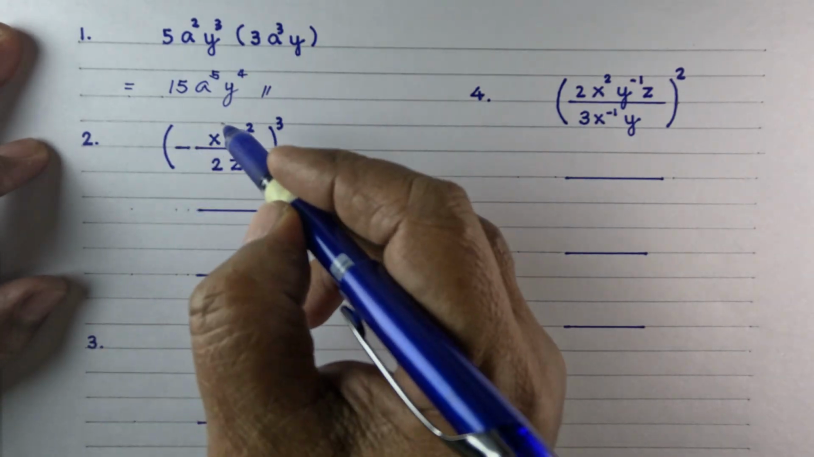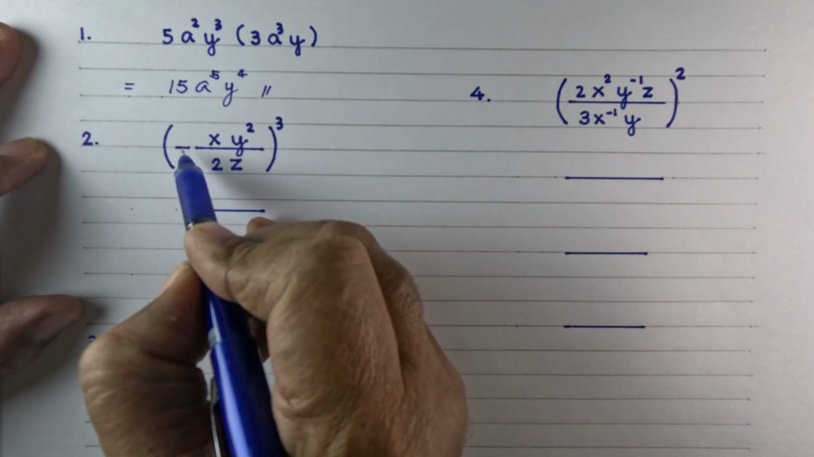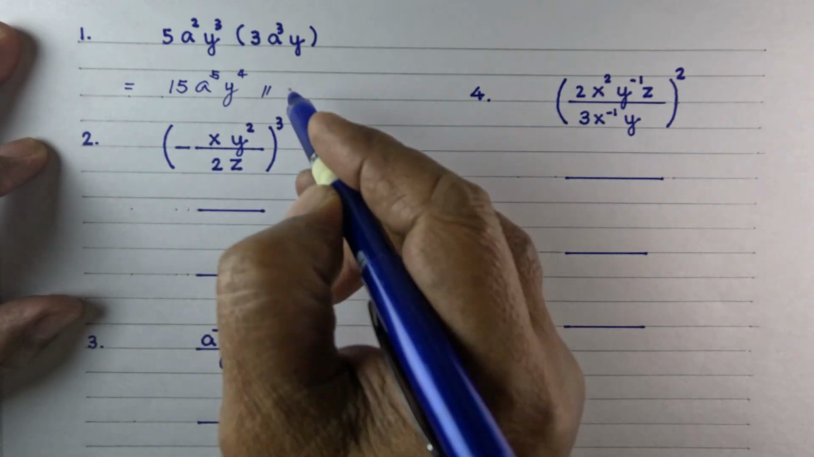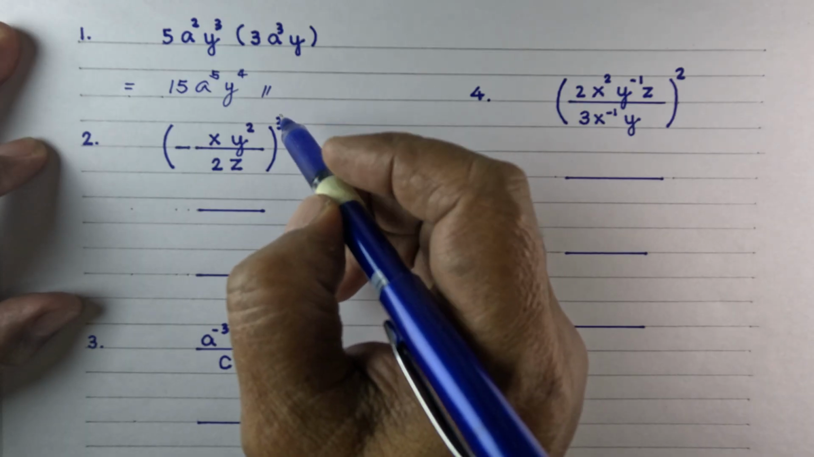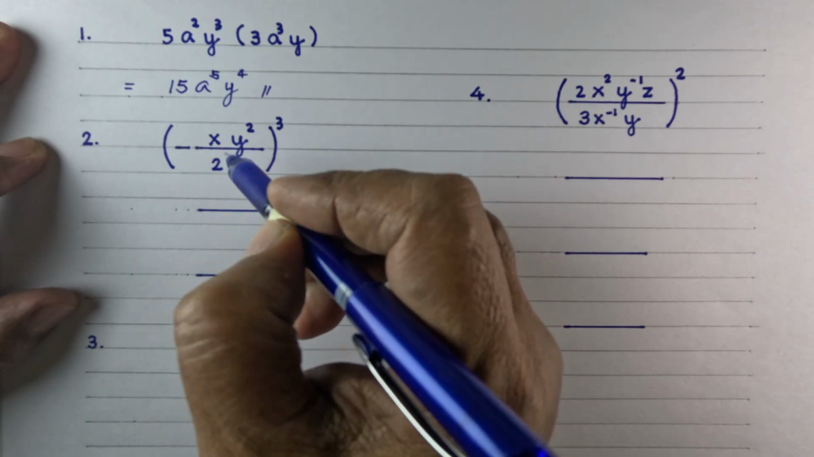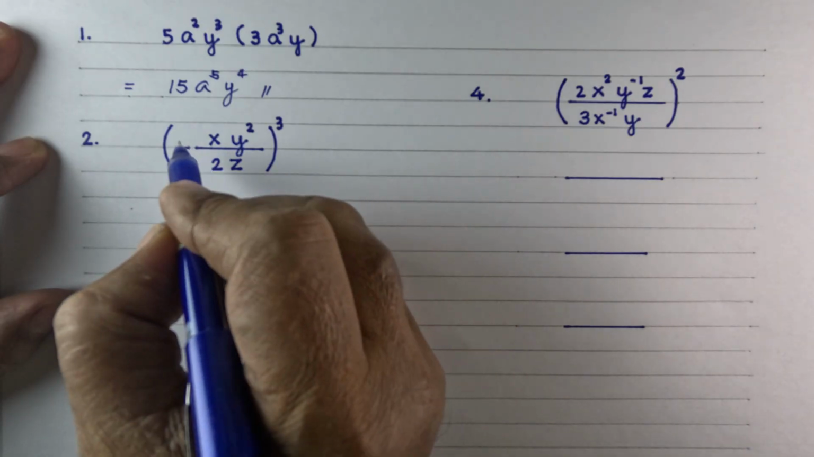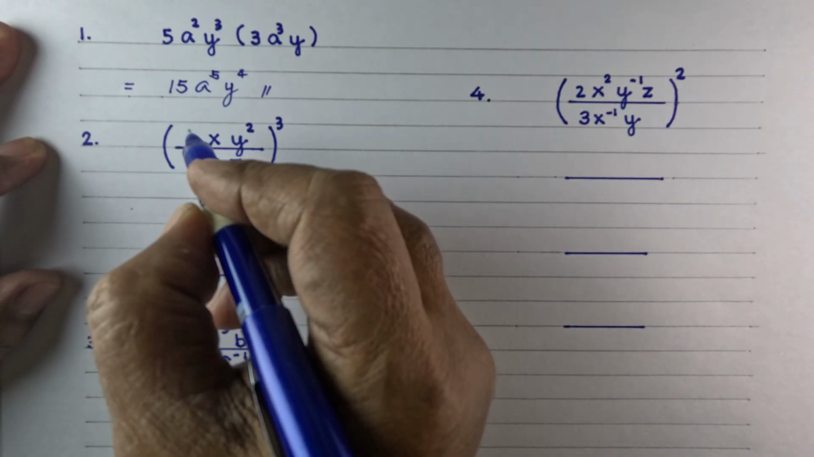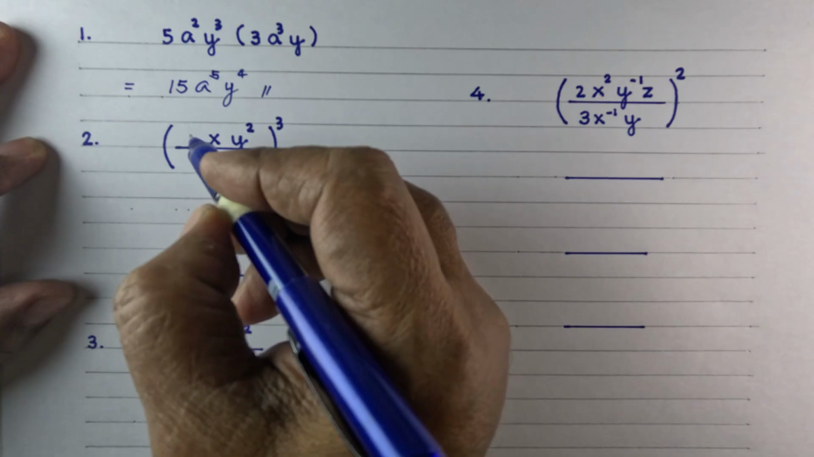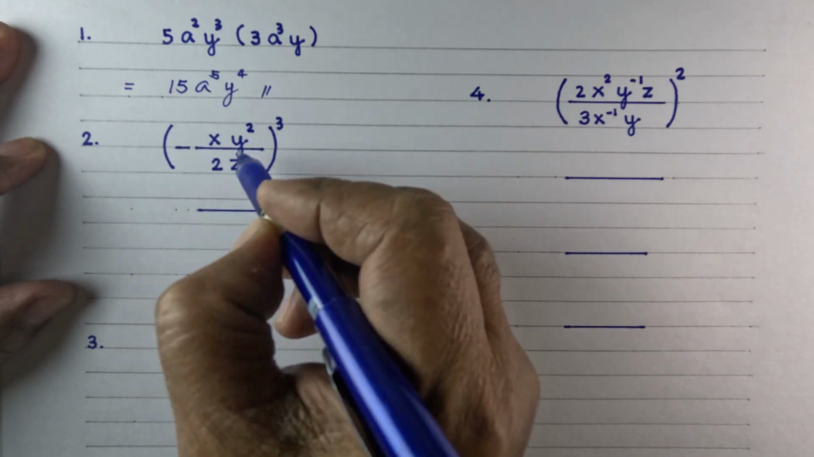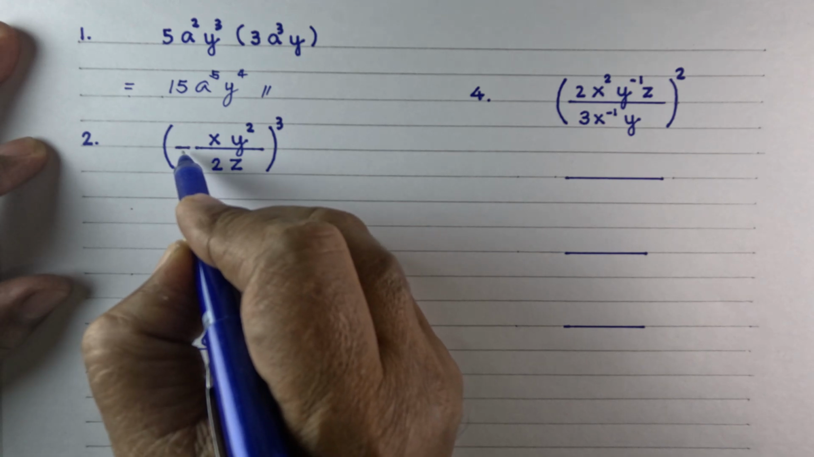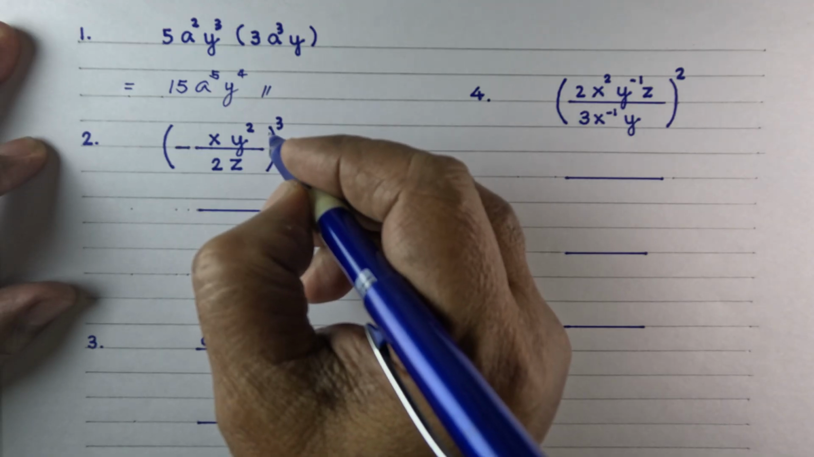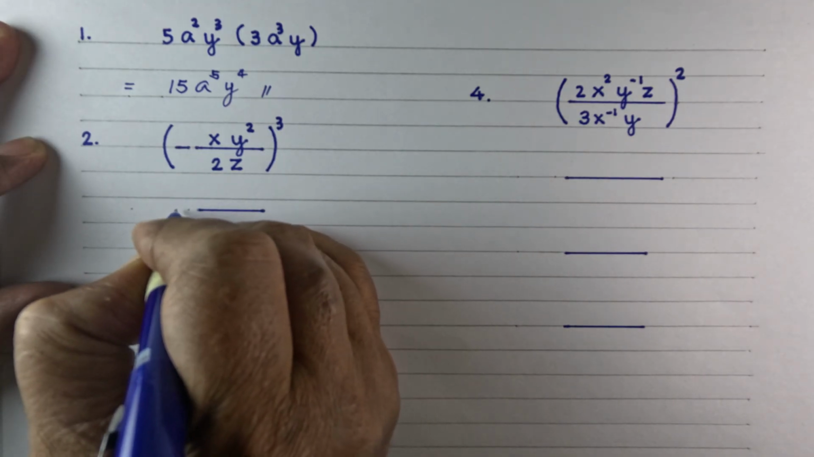Now let's simplify this expression: minus the quantity x y squared over 2z raised to the third power. So this is a power of a fraction. Now the negative sign before the fraction is understood to be minus 1, and that is the coefficient of the base. So minus 1 raised to the third power is minus 1, or simply minus. So we'll write here minus.